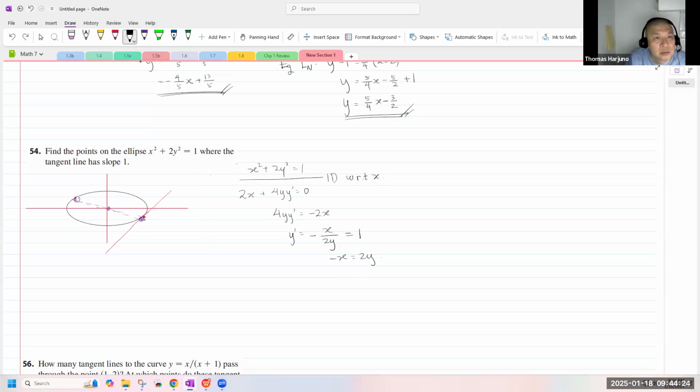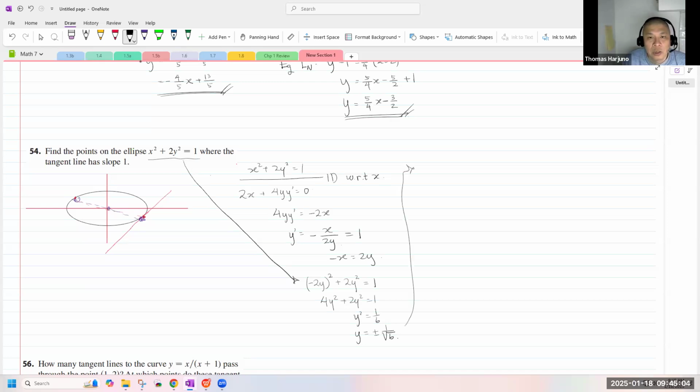Make it nicer, Thomas. So this is negative 2y. I substitute the x: negative 2y squared plus 2y squared equals 1. So I have 4y squared plus 2y squared equals 1. So y squared equals 1/6. y equals plus or minus 1 over square root of 6. So we have two different y's that correspond to two different x's.